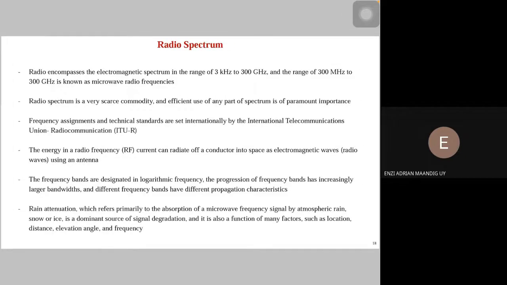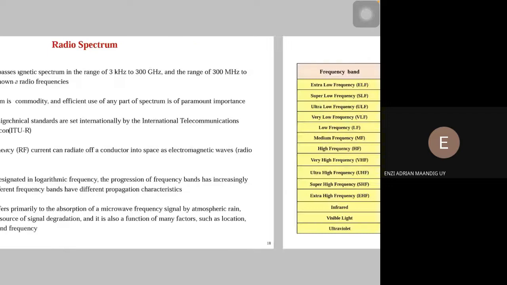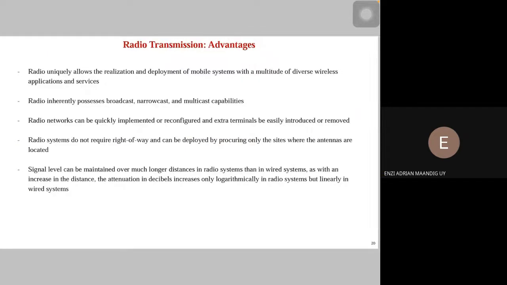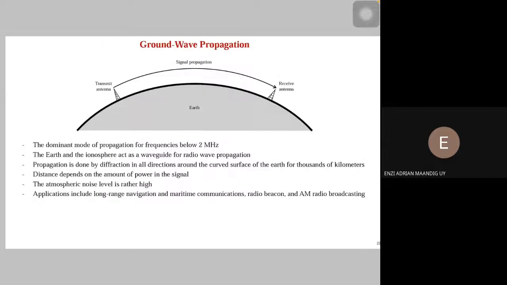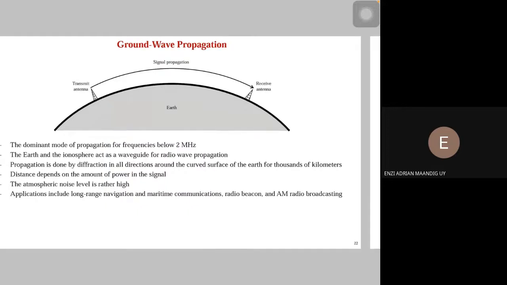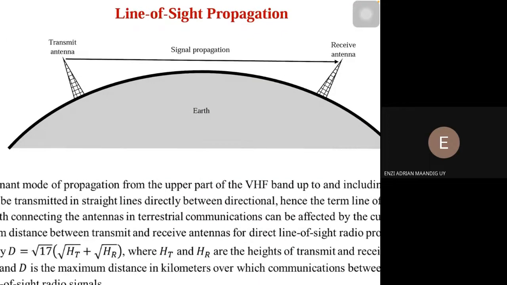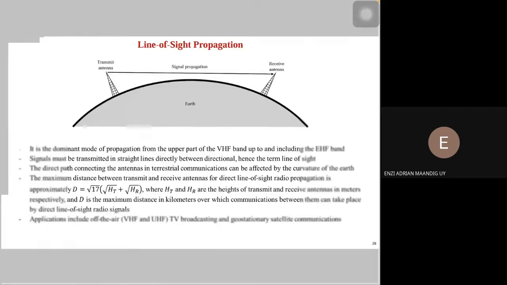Radio spectrum, in COM10 again: wireless transmission, frequency bands, advantages of radio transmission, disadvantages. We have groundwave propagation, in contrast to line of sight, okay? When we say line of sight, this is antenna-to-antenna communication, or device to antenna, meaning a direct, unobstructed line of sight between you and the antenna.